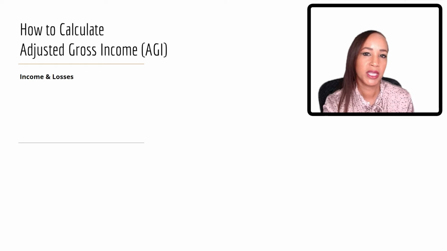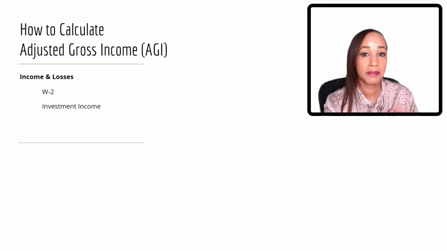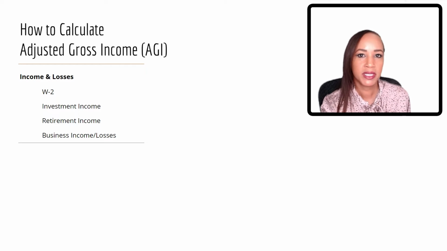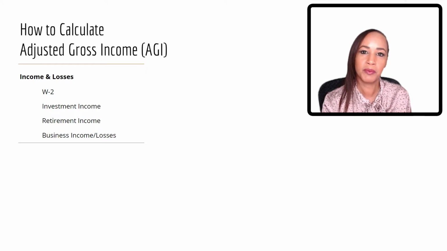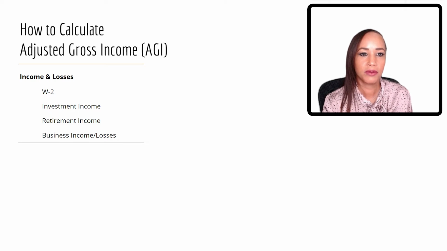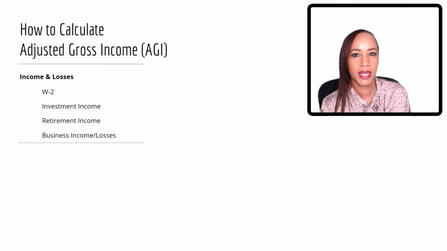So we're looking at income and losses, and that's pretty straightforward. That's going to be your W-2 income from your employer. That's going to be your investment income, so any dividends, interest income, maybe capital gains or capital losses. Your retirement income, so if you took any distributions from a retirement account, that's included in there. And your business income and losses, so if you're a sole proprietor, or perhaps you have a K-1 flowing through to you from a partnership or an S corporation, and those activities have a gain or a loss, that is going to be included in this amount, and that's going to result in basically your net income.